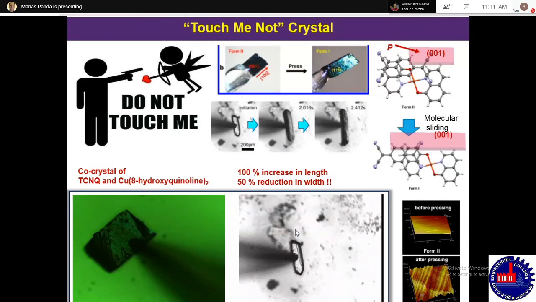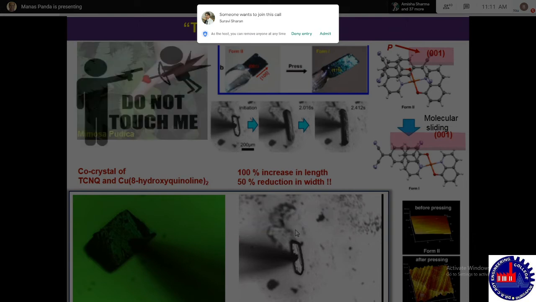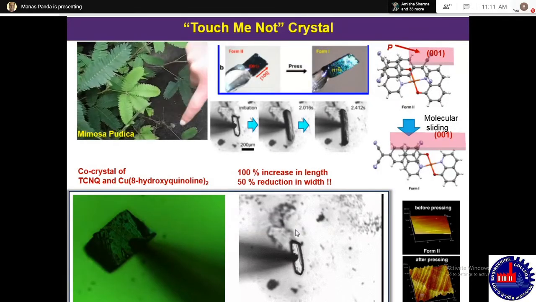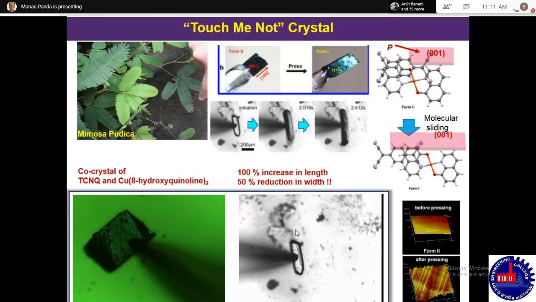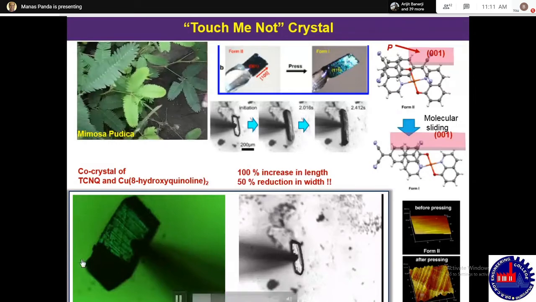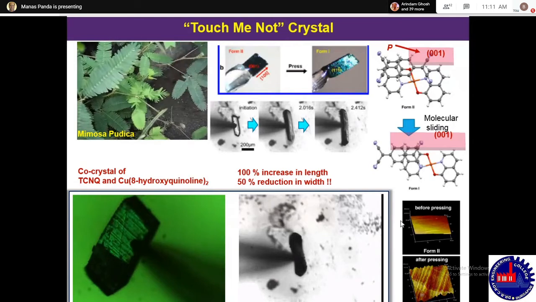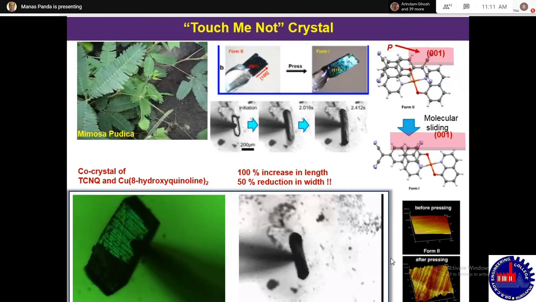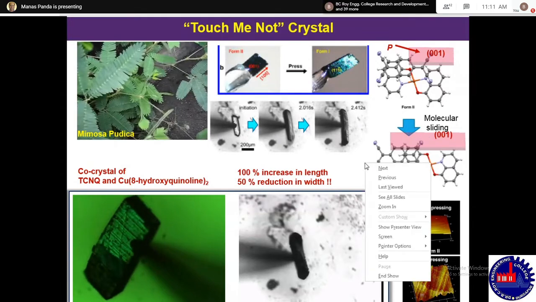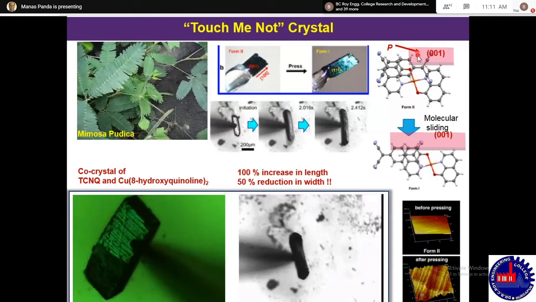It's very erratic behavior. You can see over here, and the mimosa pudica I have already shown you, but you can see the videos over here. Once you touch it, it will suddenly expand. In fact, the other one also you can see over here. It expands more than twice its original length, and that is because of a structural transition, which has been shown over here.